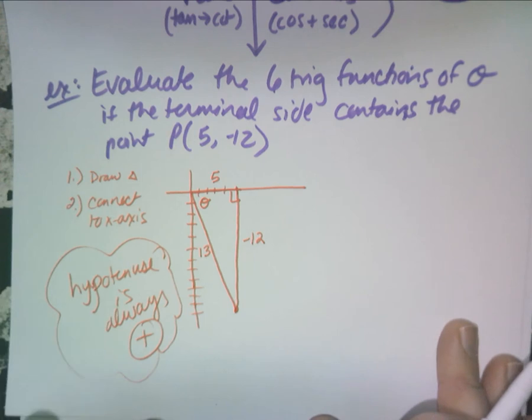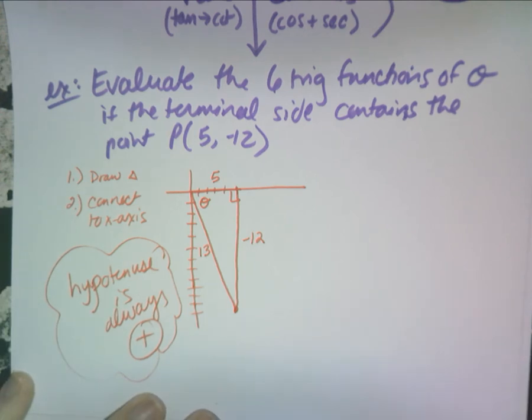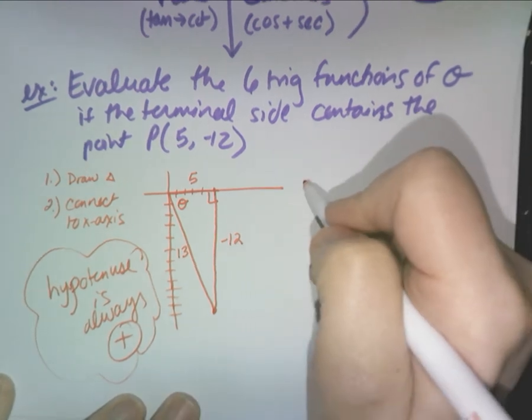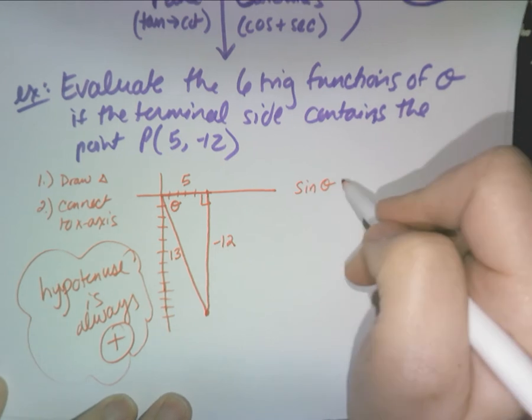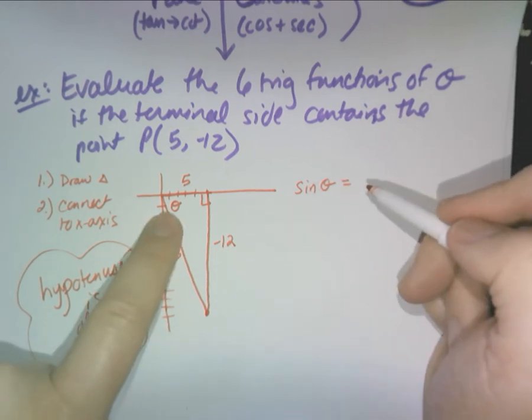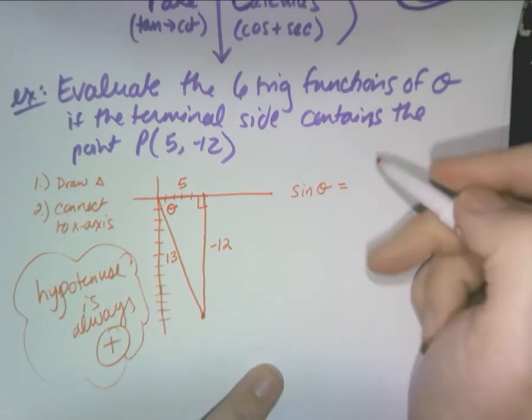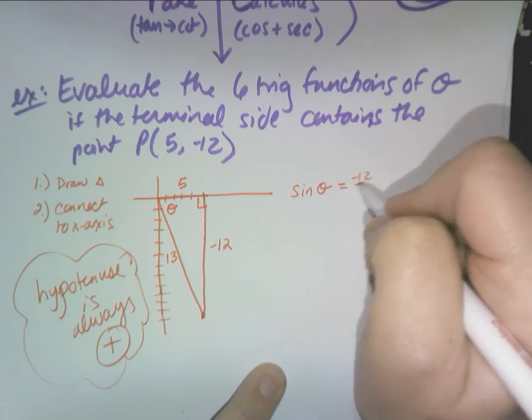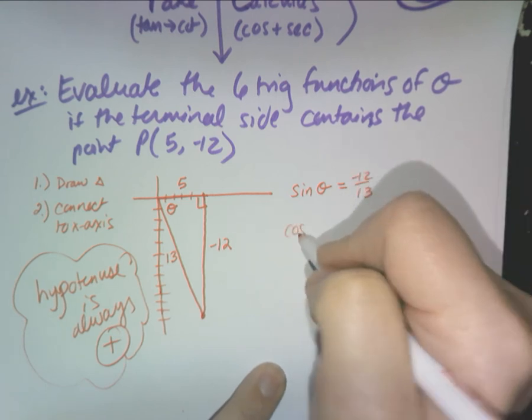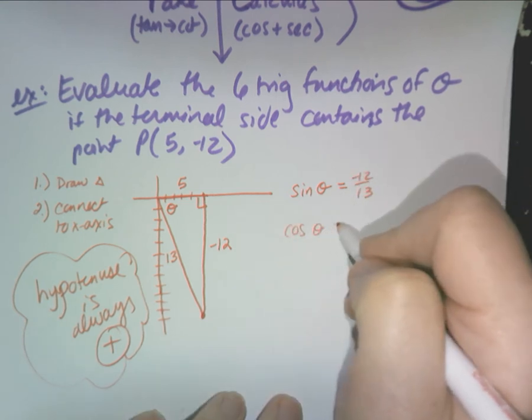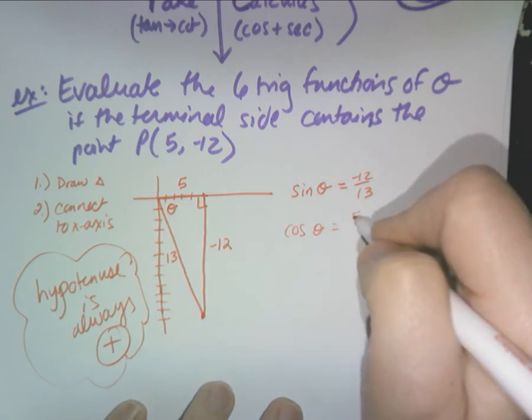Once you've drawn these, now you can evaluate your 6 trig functions. Sine of theta, if I'm standing here, my sine would be what over what? Negative 12 over 13. This is what you had your quiz on, except without negatives. Cosine would be adjacent over hypotenuse, so 5 over 13.